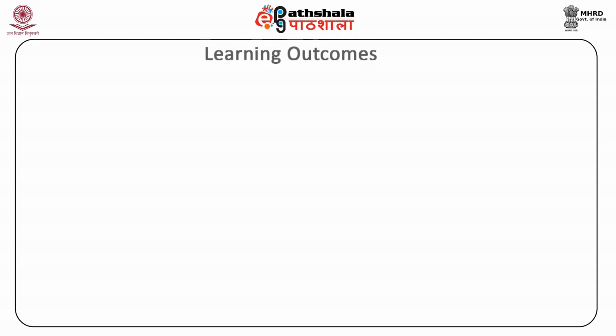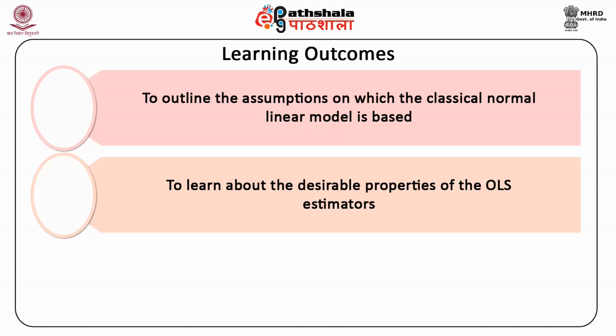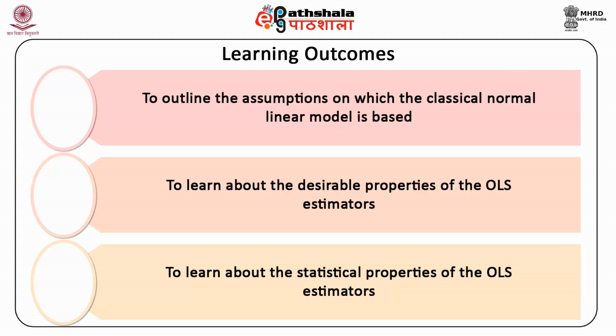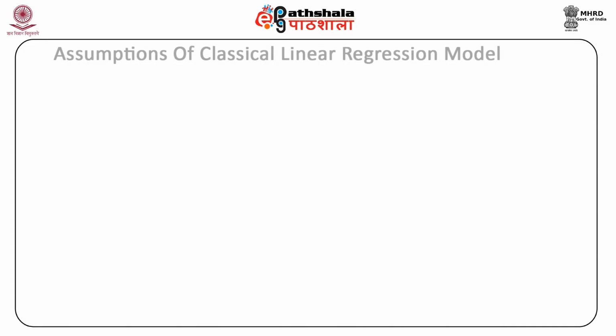After studying this module, you shall be able to outline the assumptions on which the classical normal linear model is based and understand the significance of these assumptions. Learn about the desirable properties of the OLS estimators A hat, B hat. Learn about the statistical properties of the OLS estimators A hat, B hat. Let us begin by understanding the assumptions of the classical linear regression model.